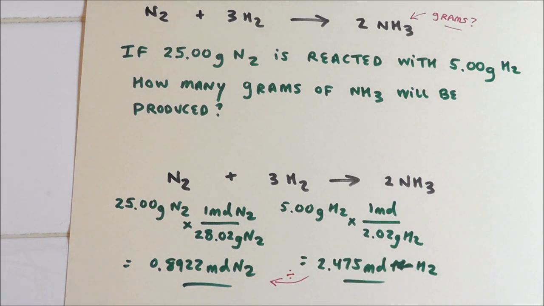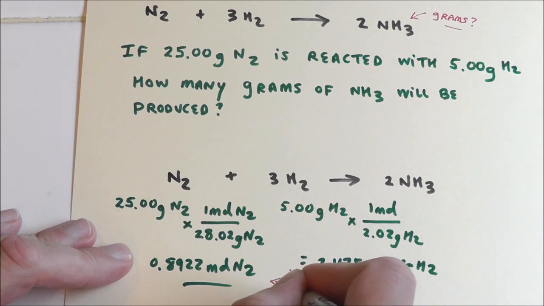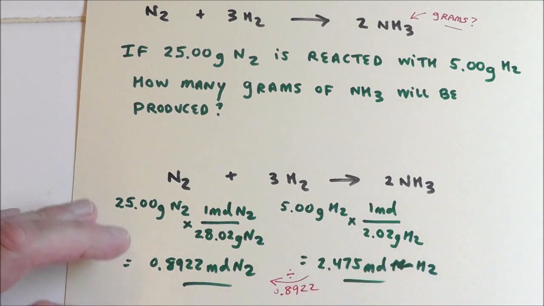and see what kind of ratio I get. So I'm going to take 2, and it's going to be either greater than 3 to 1 or less than 3 to 1, and that means something. So 2.475 divided by 0.8922. And what do we get? I get 2.77. So what's going on there?